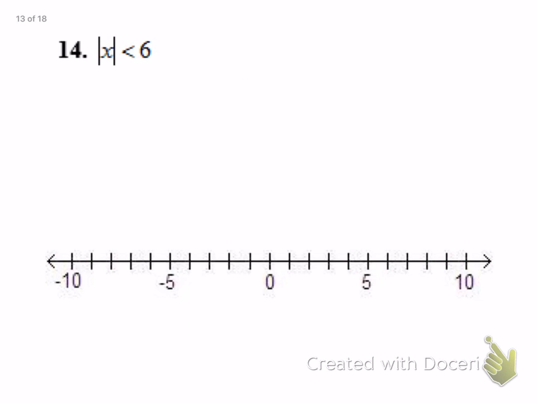Very similar problem here. This one is in a less than. I know I'm going to get an and statement. x is less than 6. x is greater than -6. So when I graph this, I have open circles at -6 and 6. And I'm going to have them shaded in between.